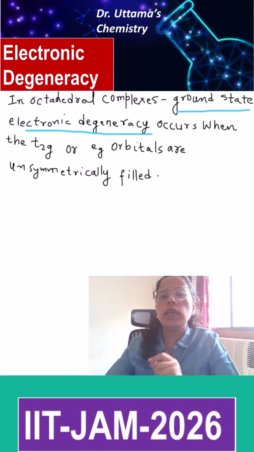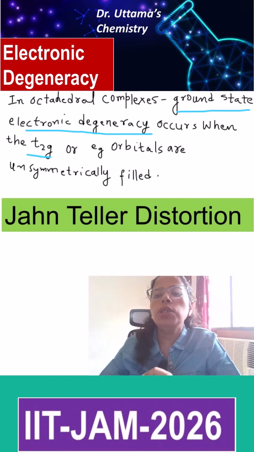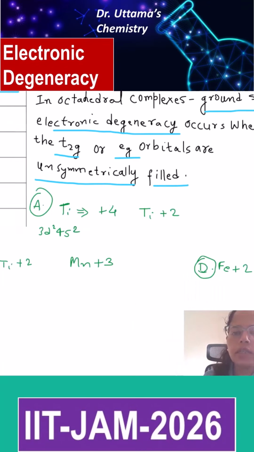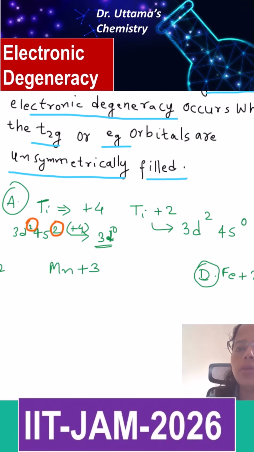So this ground state electronic degeneracy in octahedral complexes occurs when either the t2g or eg orbitals are unsymmetrically filled. In the +4 oxidation state, we can see that both these electrons should be gone and it should have 3d0. So the d orbitals are completely empty. Now in the +2 oxidation state, it should have 3d2 4s0. So in titanium +4, since the d orbitals are completely empty, there is no question of degeneracy.